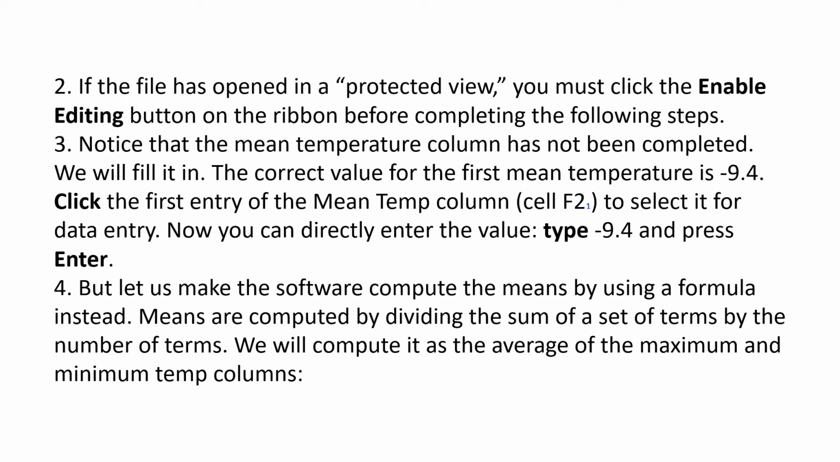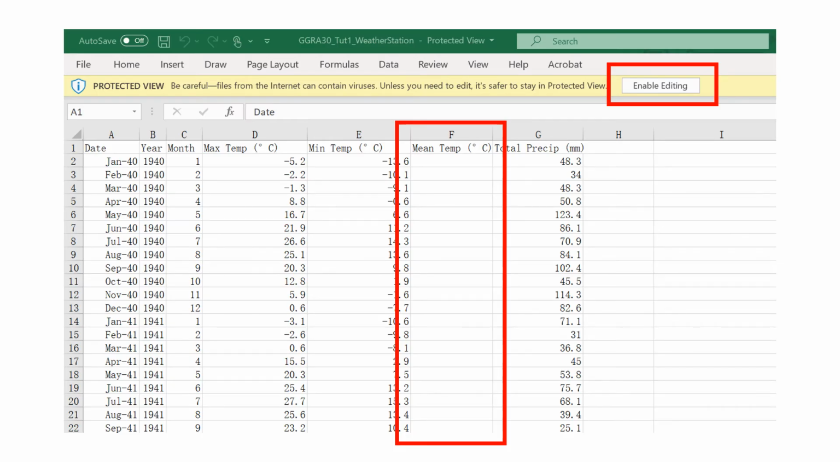Notice that the mean temperature column has not been completed. We will fill it in. Click the first entry of the mean temp column, cell F2, to select it for data entry. Now you can directly enter the value and press Enter. But next, let's use a formula to automatically compute the temperature. Here is the column to be completed.